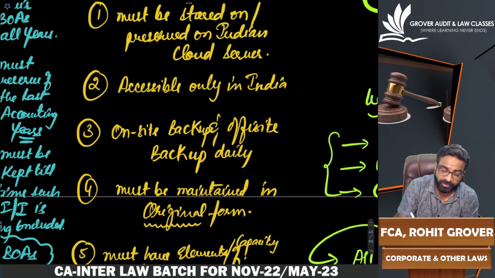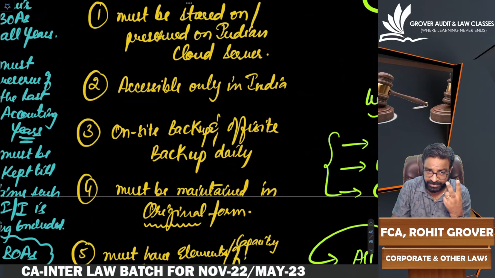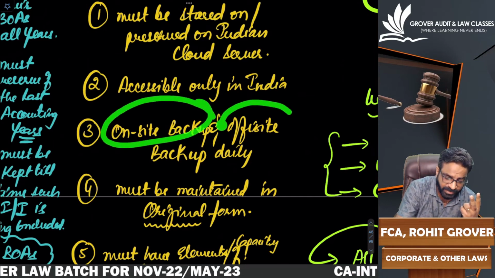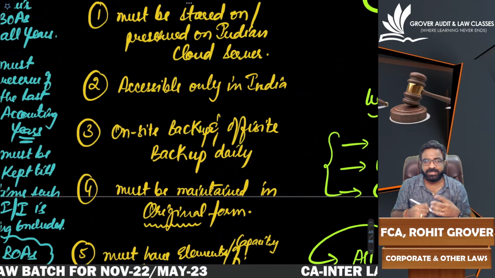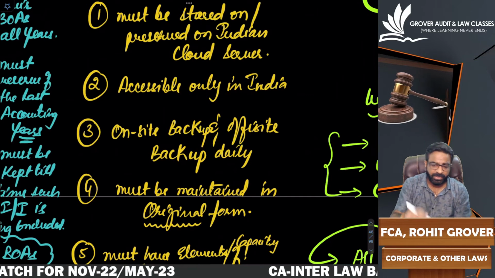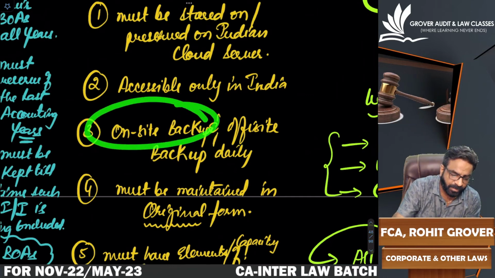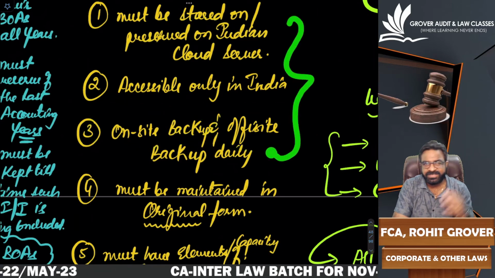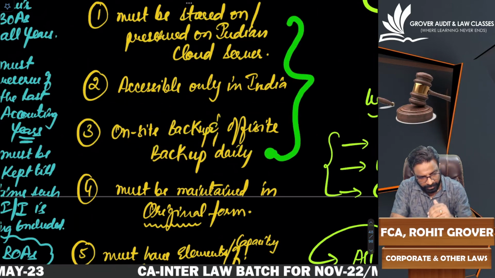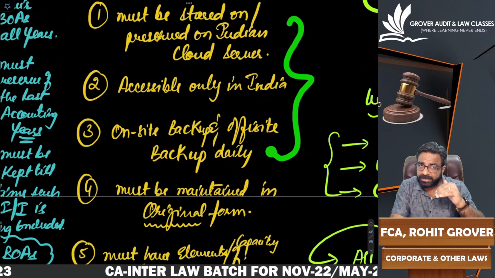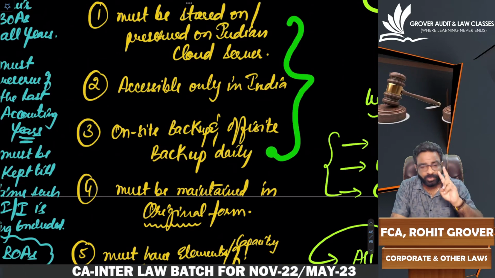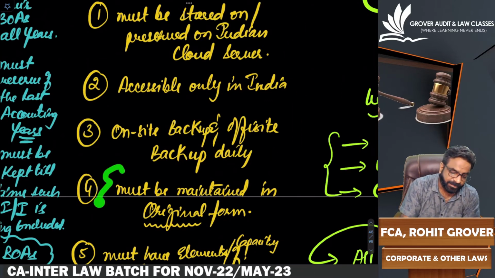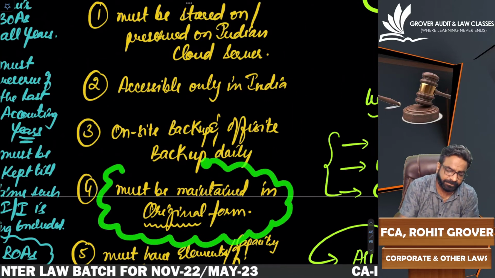Next point. Daily, you have to take two backups of your books. One is called on-site backup and one is called off-site backup. Did you understand the two backups? What are the two backups you have to take daily? On-site and off-site. Tell me the three conditions. On which server? Indian cloud server. Only accessible in India, and daily two backups, off-site and on-site.